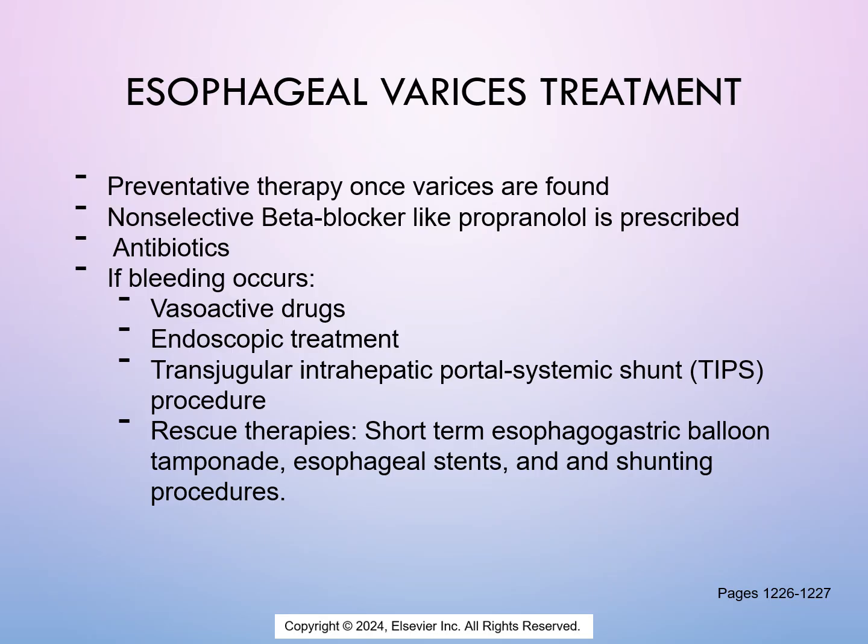Rescue therapies are warranted if bleeding recurs, and a balloon tamponade is going to include esophageal stents and shunting. A short-term esophagogastric balloon tamponade with stents is going to occur, and a tube is placed through the nose, like with an NG tube, and it's going to go down into the stomach, and a balloon is inflated to apply pressure to bleeding varices. The patient is intubated and on a ventilator for this, and it's only used if a patient cannot have a second endoscopy or a TIPS procedure. This is like a very last resort going on here.